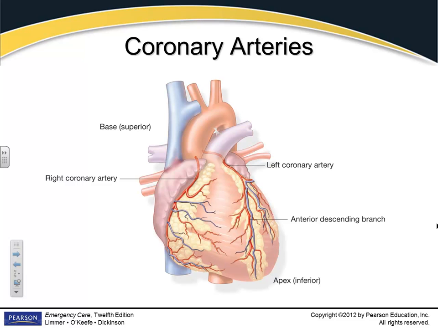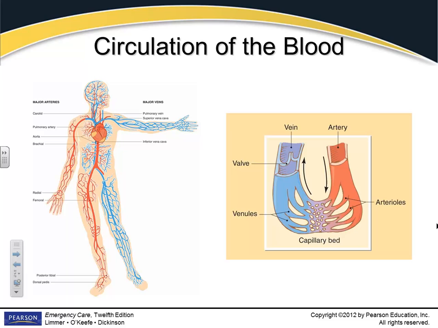As they break off, the left, of course, goes to the left, the right goes to the right. We have the anterior descending branch. We also have a posterior descending branch in the back. Remember I said a minute ago, the base of the heart is the top, and what's the bottom of the heart? Apex. Okay, this is nothing new, I don't think, to you. So veins, what do veins do? What are the functions of veins?